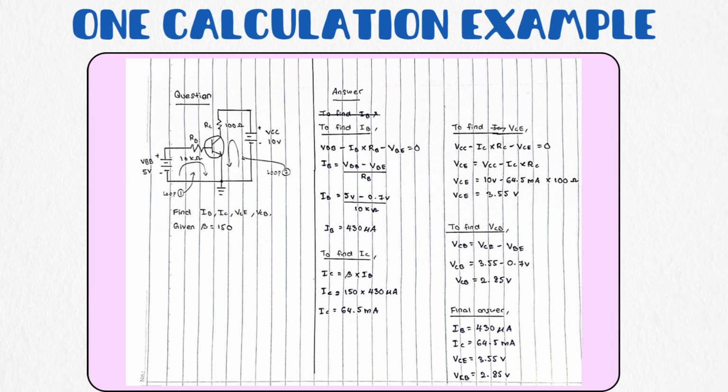Last but not least, to find VCB, VCB is equal to VCE minus VBE. Enter the values, 3.55 minus 0.7, and the answer for VCB is 2.85 volt.